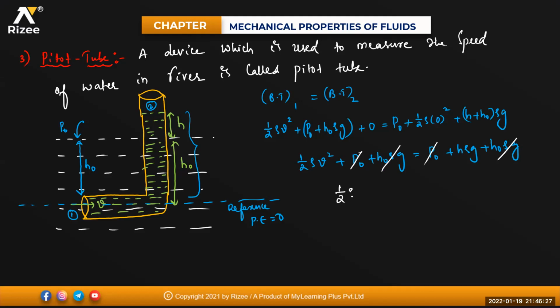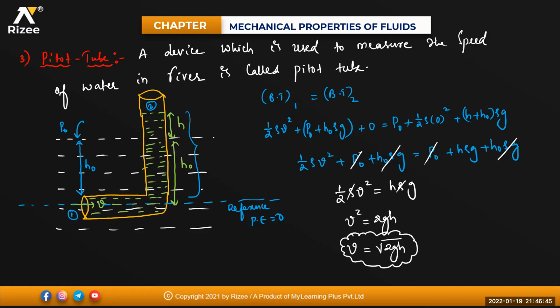So it is half into rho into V square is equal to H into rho into G. This density also will get cancelled. V square is equal to 2G into H. Our velocity V is equal to under root of 2G into H. So this is the velocity of the river. What is the H, beta? Height of the liquid which is raised in the tube above the river. See the diagram? That will give me the value of V.